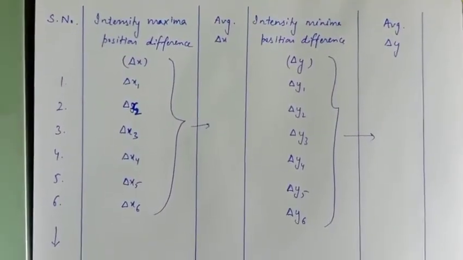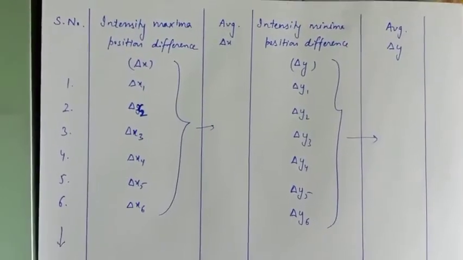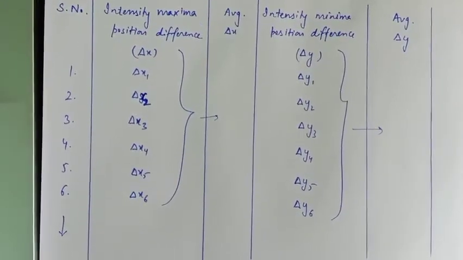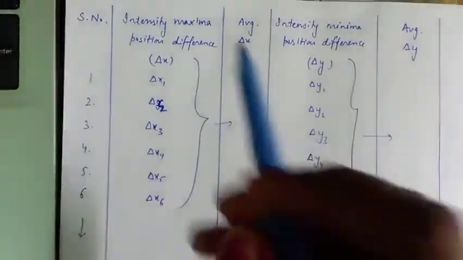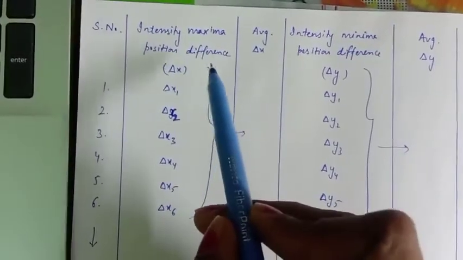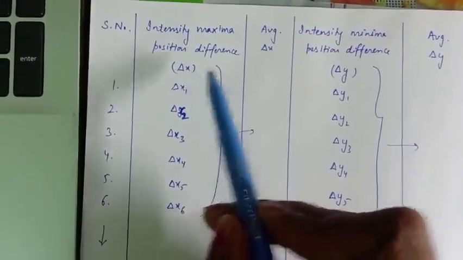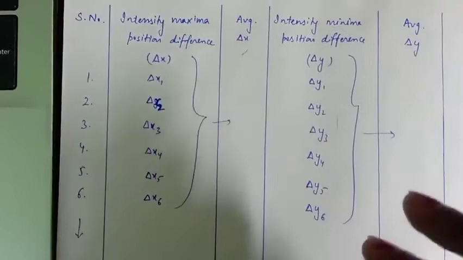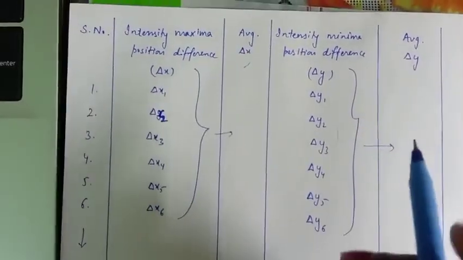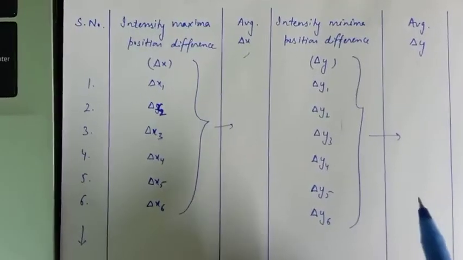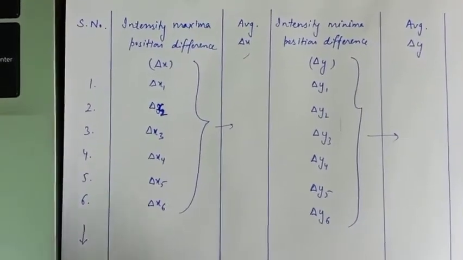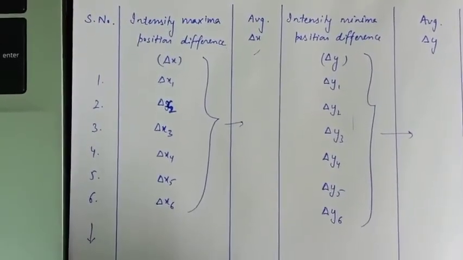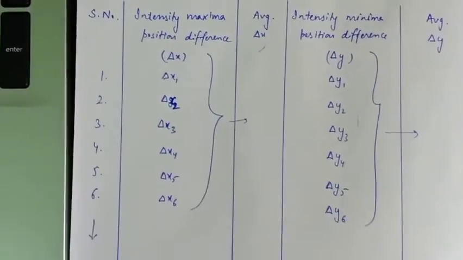By plotting the graph, we will reach this kind of table where we will attain the intensity maxima position difference delta x and intensity minima position difference delta y. There will be several values of these delta x and several values of these delta y. We can average out the values of delta x and delta y to reduce any possibility of human error caused during the measurement. After that, we can also take the average of delta x as well as delta y to reach a particular value of delta d.